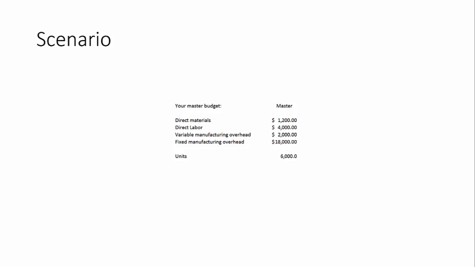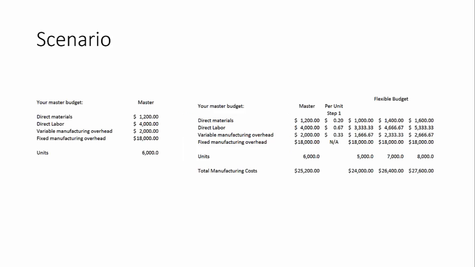So let's take the following scenario, that we have a master budget where we have direct materials of $1,200, direct labor of $4,000, variable manufacturing overhead of $2,000, and fixed manufacturing overhead of $18,000, with our master budget assumption being 6,000 units. Now, if we want to go to a flexible budget where we will create a flexible budget based on units of 5,000, 7,000, and 8,000, then we would do the following transactions in order to build that.